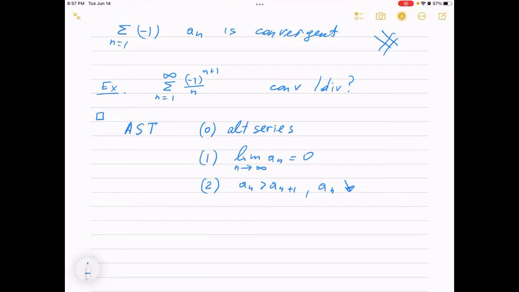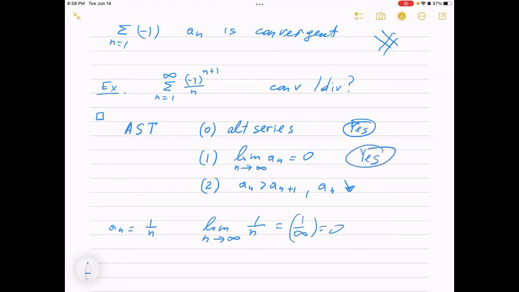So we definitely have an alternating series because that's the way the series is written, (-1)^(n+1) divided by n. So alternating series, yes. In our case a_n is 1 over n, and if we take the limit of a_n, which is the limit of 1 over n when n approaches infinity, we get 1 over infinity, so it's 0. So we get yes for the first condition.